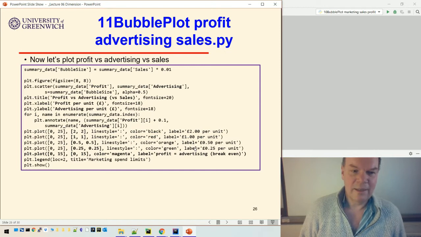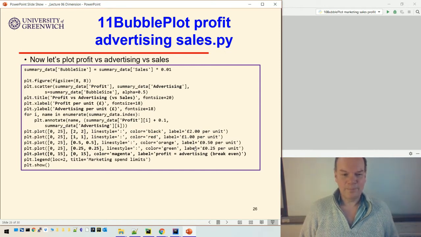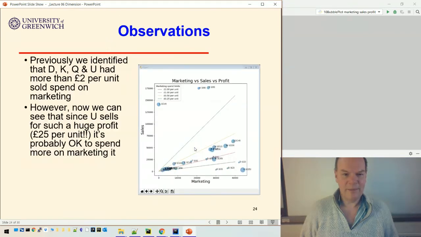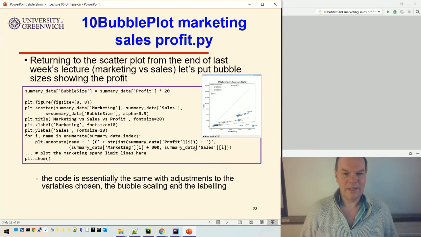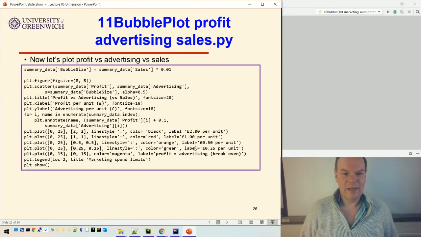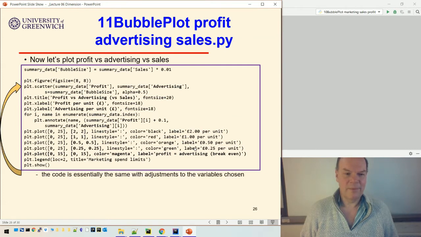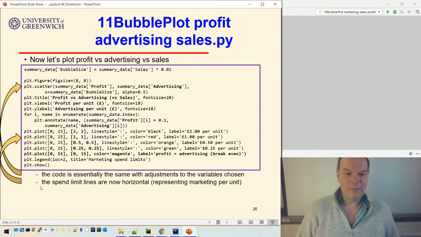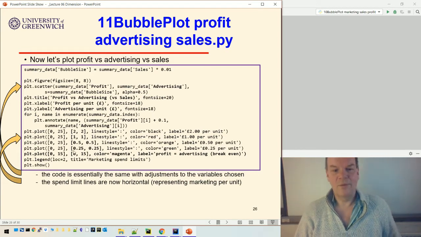So, standard code for the bubble plot. Okay, we're doing profit versus advertising versus sales. This is a bit like the previous one, marketing versus sales versus profit, except that now I'm just adjusting the variables. So there's profit versus advertising, and then sales determines the bubble size. And now I can put in some horizontal lines representing marketing per unit.